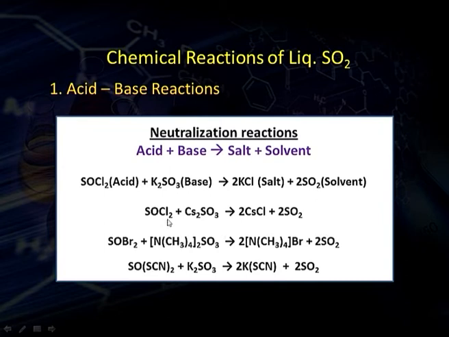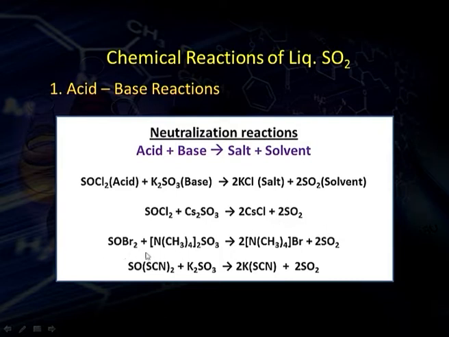Similarly, we have other examples also. Here we have SOCl2 plus Cs2SO3 which is cesium sulfite. Again we can see that SOCl2 is an acid and this cesium sulfite is a base. So, when this acid and base react, it forms cesium chloride which is the salt and the solvent SO2.